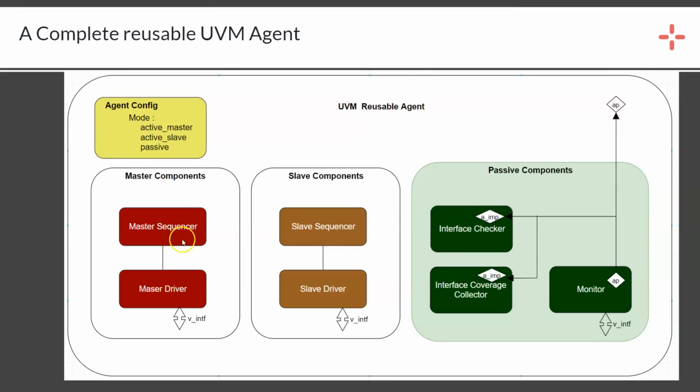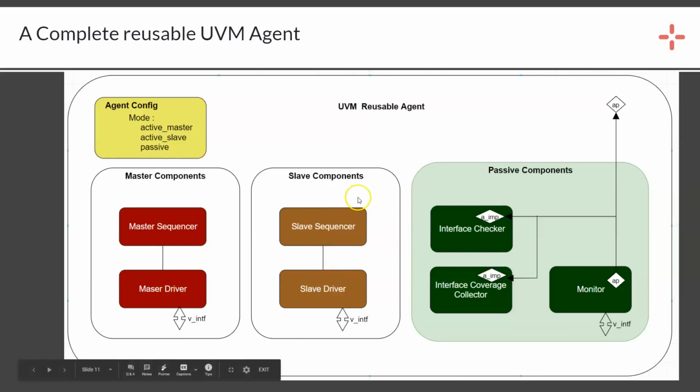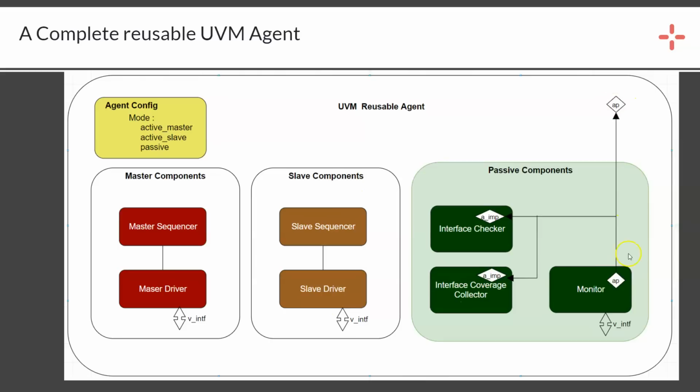Now we can see that in the connect phase function, based on the configuration, first, if it is an active master, you are making this connection. If it is an active slave, you are making this connection. And in all cases, you are making this connection, the monitor analysis port to the analysis port within the agent. And if coverage is enabled, you are making this connection as well. So this is a complete picture of an AXI UVM agent for the AXI write address channel. And this is how, in general, you will write a reusable AXI agent.